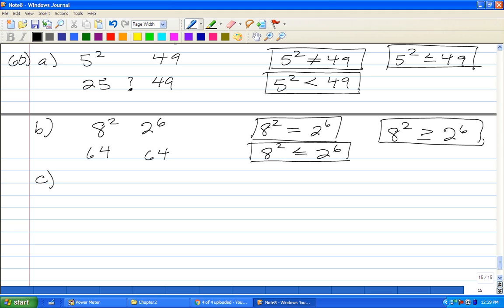4 cubed and 2 to the 5th. 4 cubed, well, 4, 16, 64. 2 to the 5th, 2, 4, 8, 16, 32. 64 equaling 32, that's not a true statement. 64 is not equal to 32.